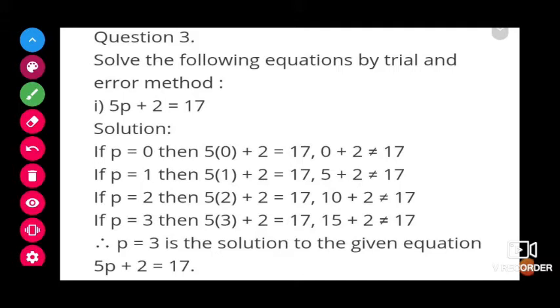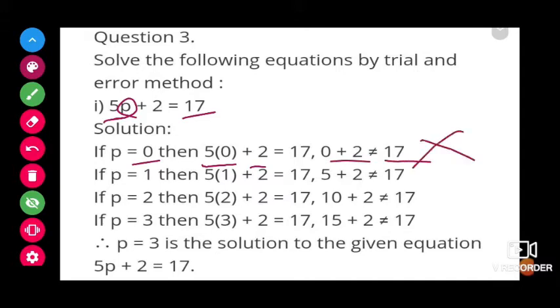First, they gave 5p plus 2 is equal to 17. Trial and error means we don't know which p value will satisfy the equation to get the same answer 17. So what I will do is substitute one value and go. First, I substitute p equals 0. 5p is nothing but 5 into p, so 5 into 0 plus 2. 5 zeros are 0, 0 plus 2 is 2. 2 is not equal to 17.